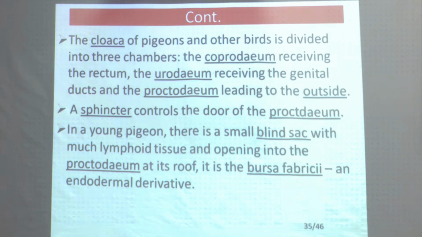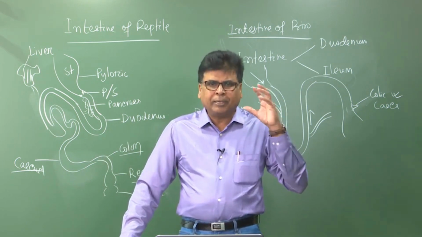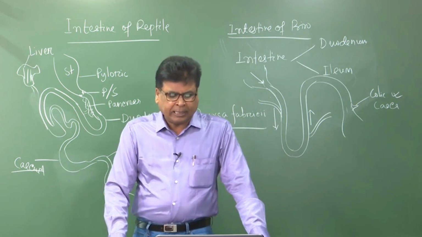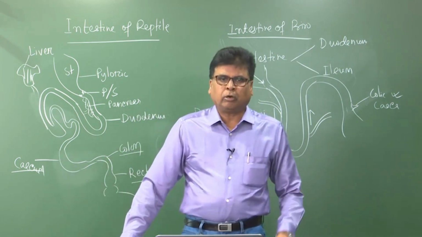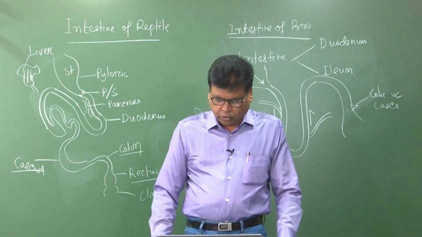This is one endodermal derivative, and mostly these synthesize the B cells. We know B cells are associated with our immune system. So in the bird, these B cells are produced from the bursa of Fabricius that is present at the proctodeum region, or the roof of the proctodeum. So this is all about the cloacal structure of the bird.